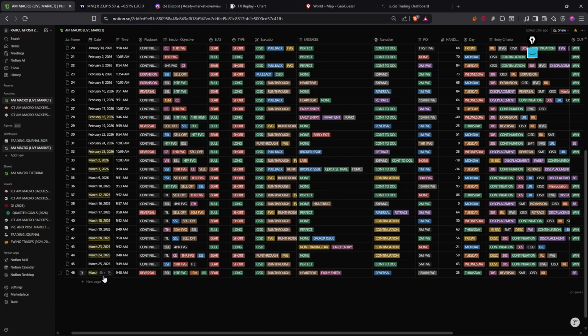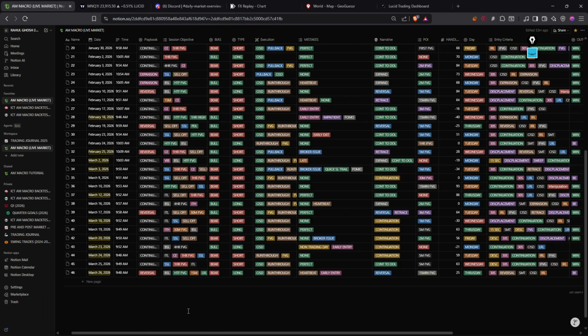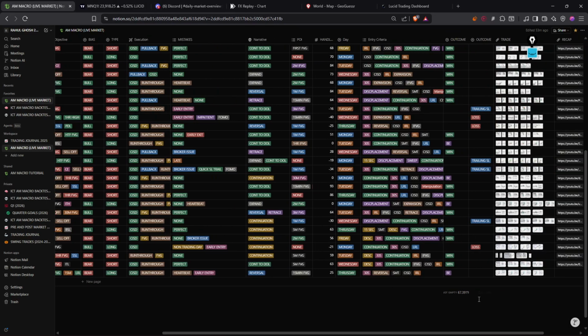Yesterday there were unemployment claims as well. I had written down in my notes: break even trade, red folder news day, unemployment claims. Instead of booking partial, I added a contract. No worries. Took the trade in Lucid and the funded account. Break even on Lucid and small profit on funded 6K. So yeah, that was the overall trade recap.